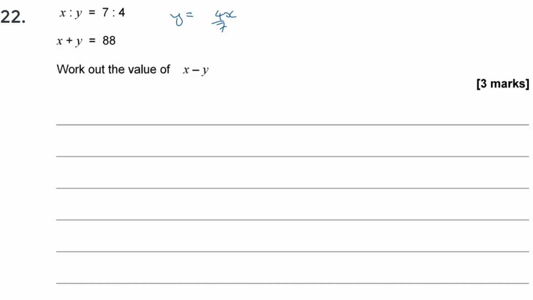You've got two different methods for solving simultaneous equations, either by elimination or by substitution. This one lends itself more to solving by substitution, so that's the method I'm going to pick. I'm going to call this one equation 1 and this one equation 2, and I am going to substitute equation 1 into equation 2.